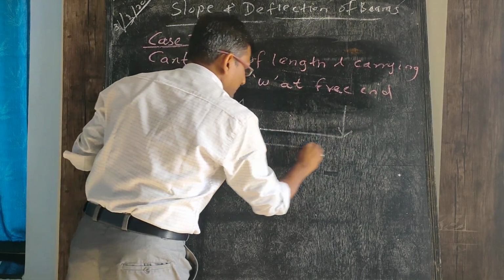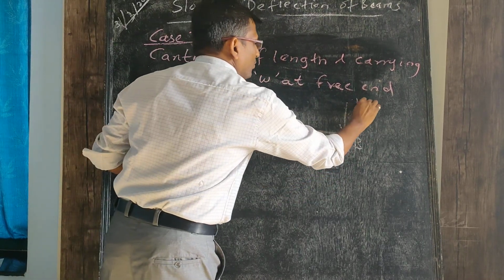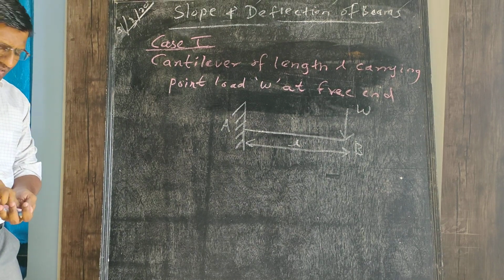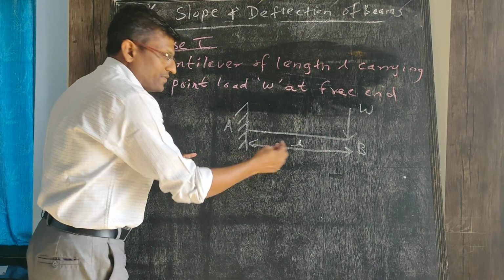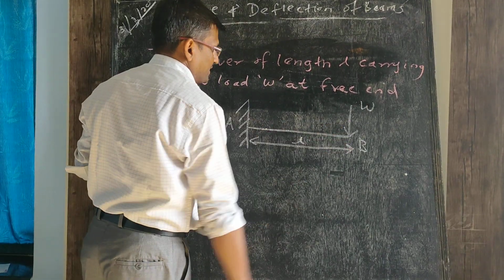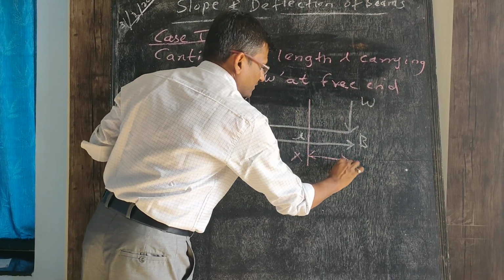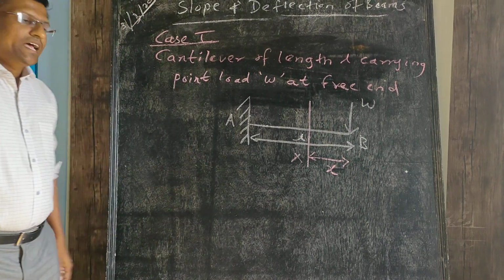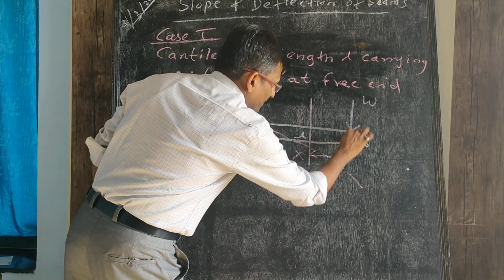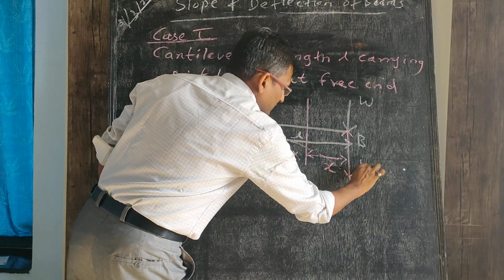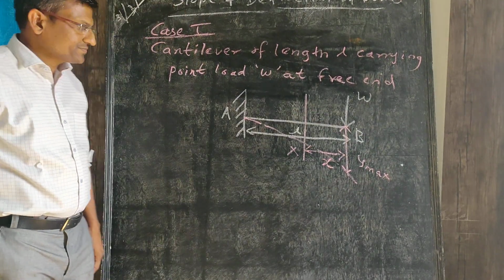So let this be a cantilever AB of length L carrying point load W at the free end. Okay. So we know what the equation for bending moment is. For that, we always take a section. So let's take a section X at a distance small x from the end B. And if you observe the deflection, it will occur like this. So the maximum deflection will naturally come at B. So Y max will be at B, and that Y max we have to find.